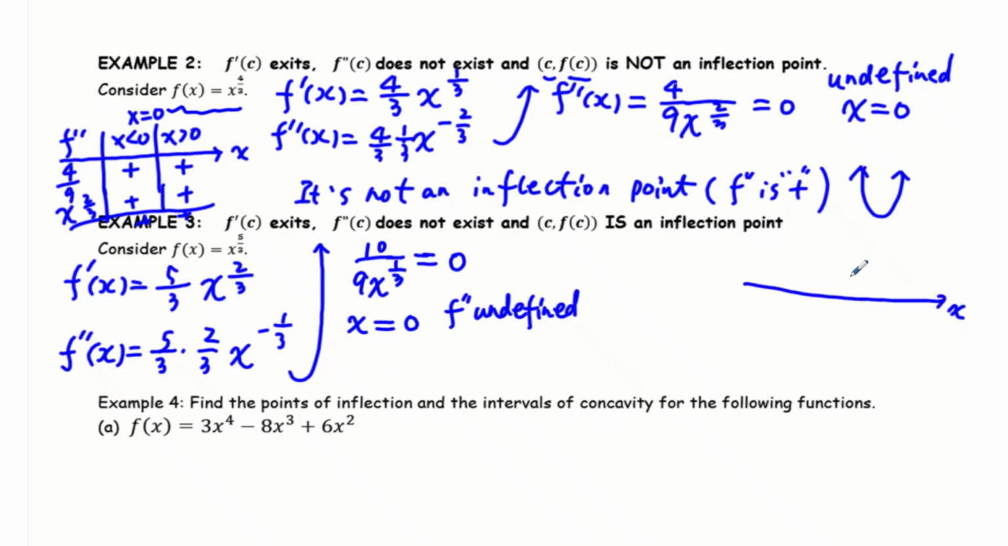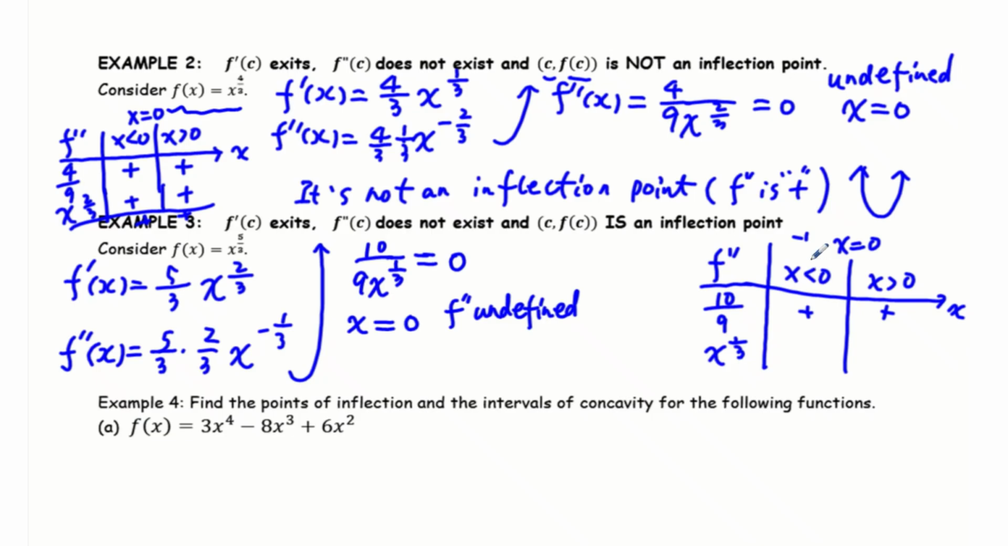So this is the x-axis, this is x equals 0. The 0 divides the x-axis into 2 intervals. So this is f double prime. We have factor 10 over 9, and x to the 1/3 here. So for x less than 0, we take negative 1. The constant is always positive, no change. But this one, subbing in negative 1, gives negative. And for x greater than 0, we take positive 1 here. The cubic root of 1 gives us positive.